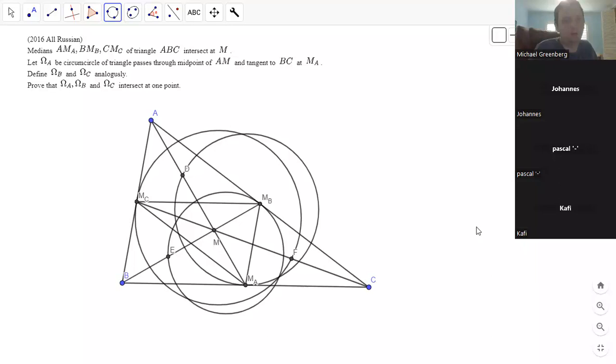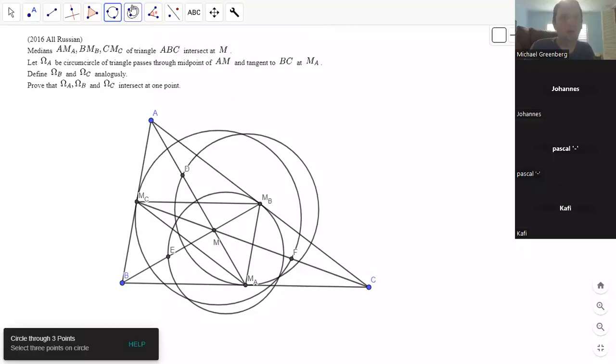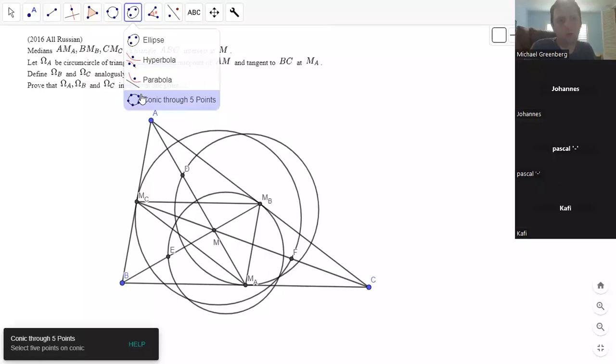So we can always let two of the circles intersect and then try to show the other one goes through it. That's one way to do it. Maybe inversion also. But it does lie on the 9-point conic of ABCM, which is interesting. I don't know how that would be helpful. The 9-point conic is the conic through all six midpoints of the sides, and also through the intersections of the sides. Well, in this case, it's just the Steiner inner ellipse of ABC.